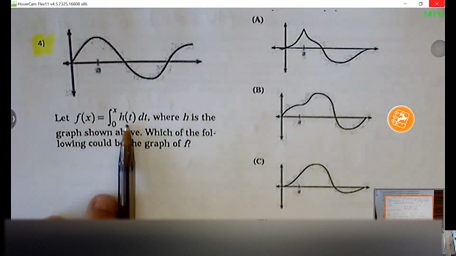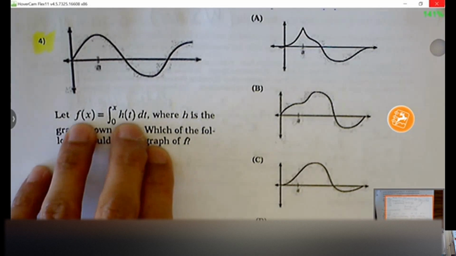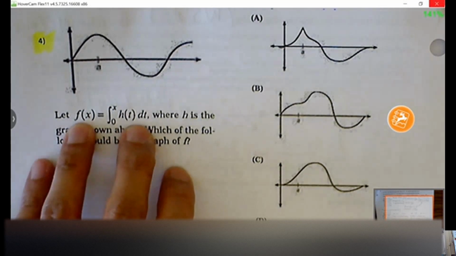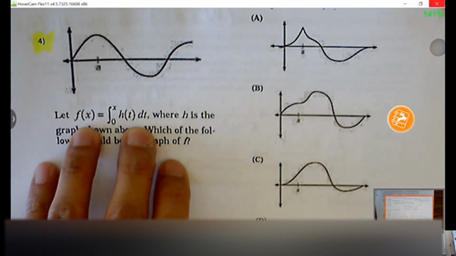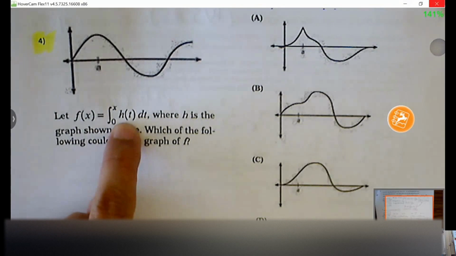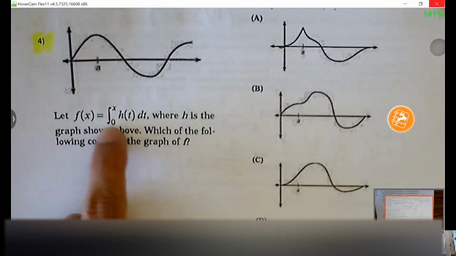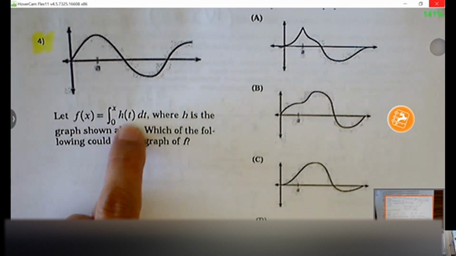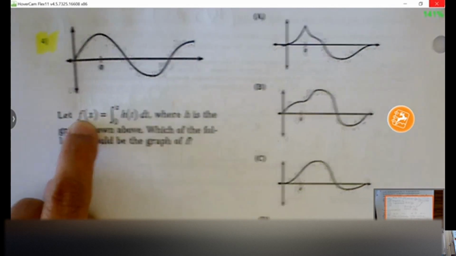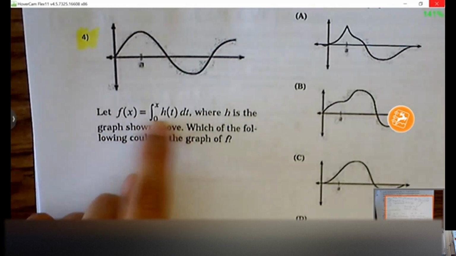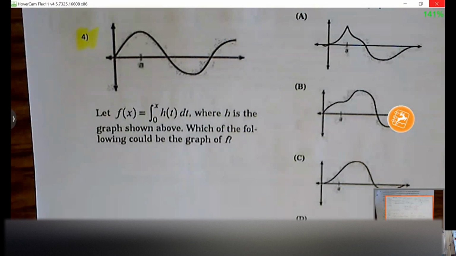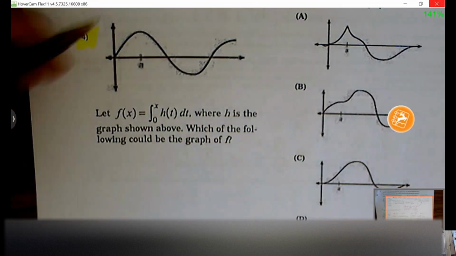So we have to first understand that there's a relationship here between f and h, and that f and h are not at the same level. This tells us that h is really at a level below f because it takes the antiderivative of h to even move it up to the same level as f. So that tells us that h is really sitting at the derivative level of f because of that integral.